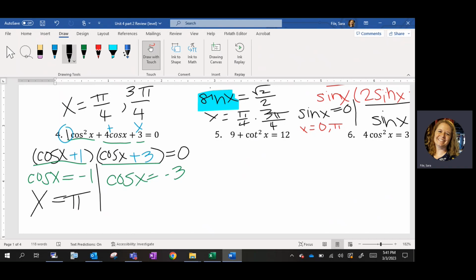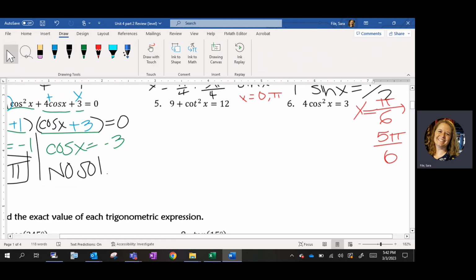Okay, where's cosine -3? Nowhere. Remember, the cosine range is -1 to 1. The unit circle, that radius is 1. So the furthest it's going to get is 1 to -1. So that one has no solution from this side. You can write that, or you can just box in the one from the other factor. This is your only solution there.